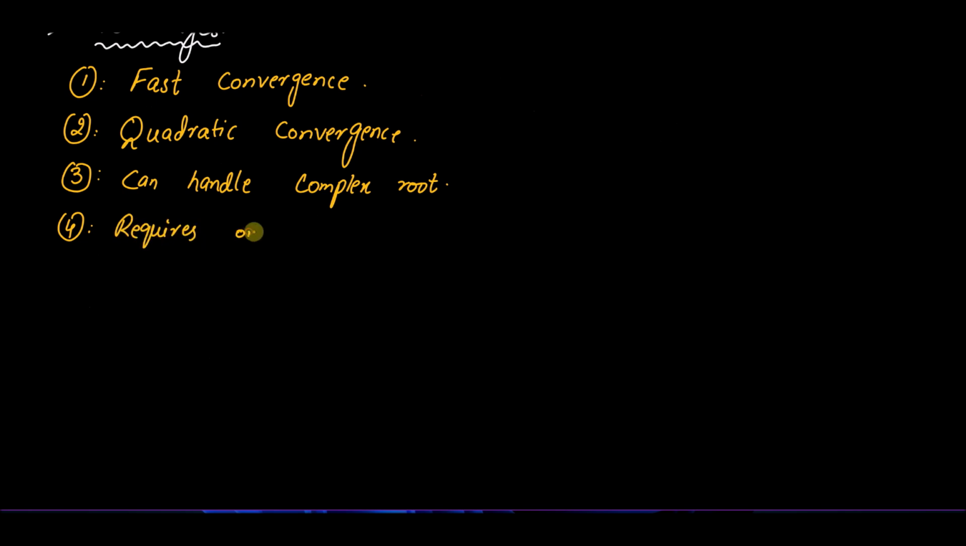Unlike the bisection method, which needs two starting points, Newton-Raphson method requires only one initial guess, making it more straightforward to begin with. Fifth most important advantage of NR method is efficient for well-behaved functions.